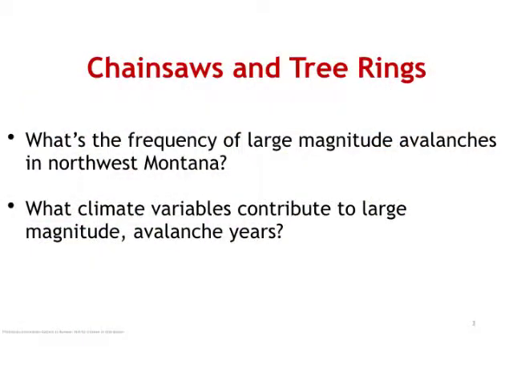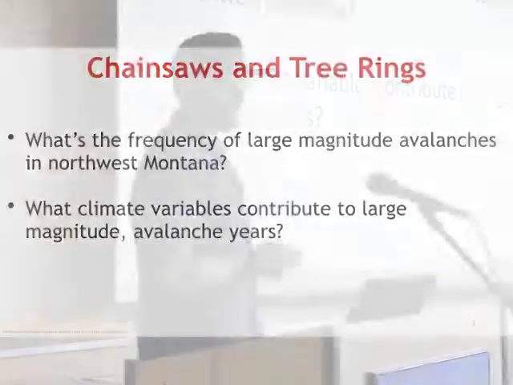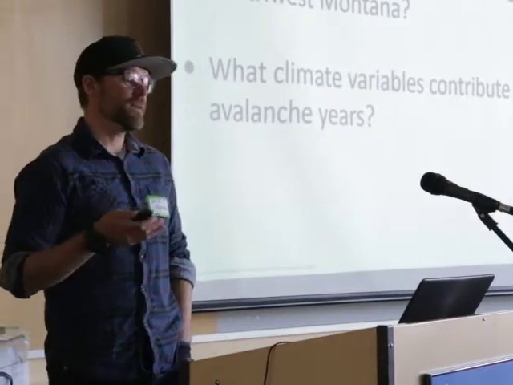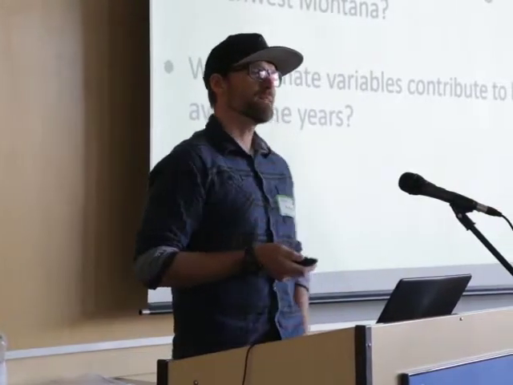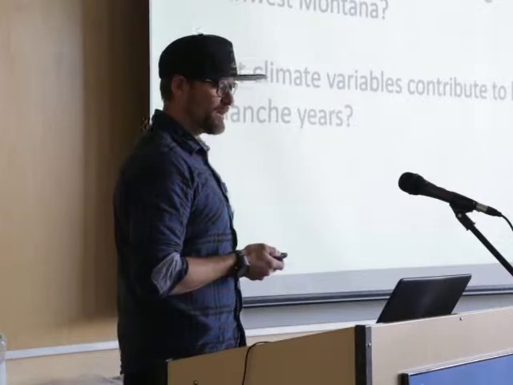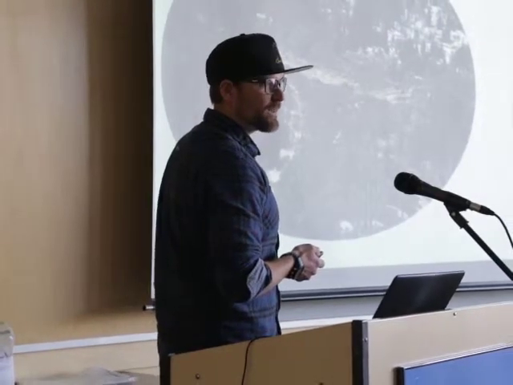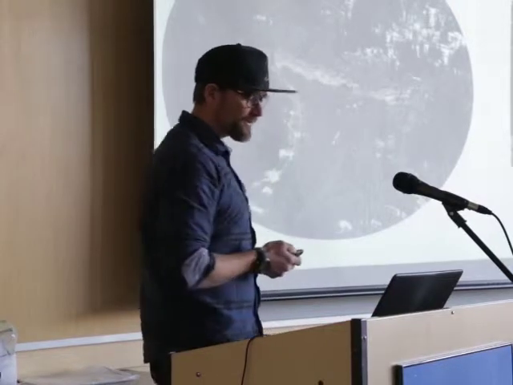So we went out with the intention to try and answer these 2 questions with this project. What's the frequency of large magnitude avalanches in northwest Montana, and what sort of climate or atmospheric variables drive or influence these large magnitude avalanche years? And when I say large magnitude for the purposes of this project, we define it as a size D3 and above, and as Ron pointed out, that might be subjective. It all depends on your perspective and how long you've been around.